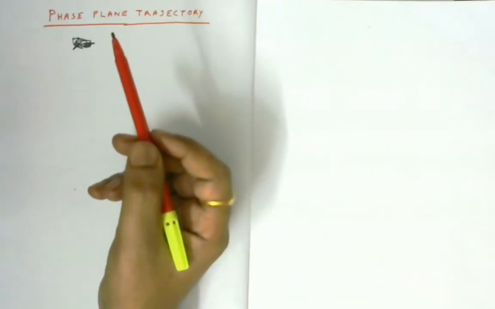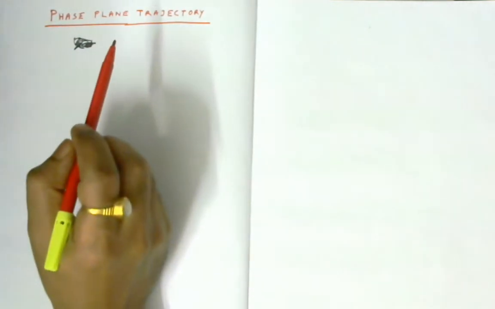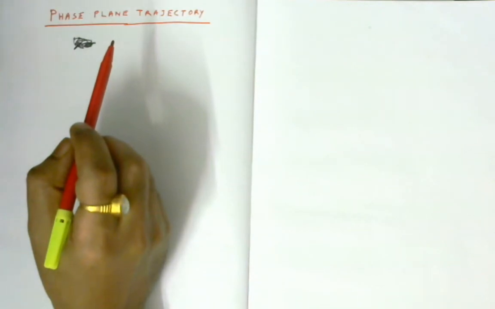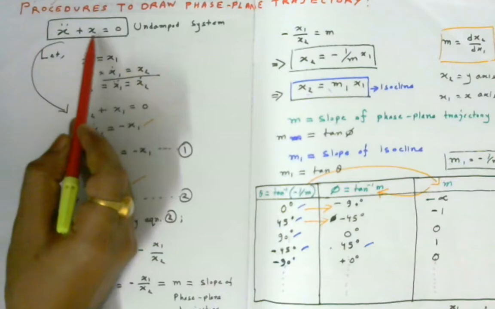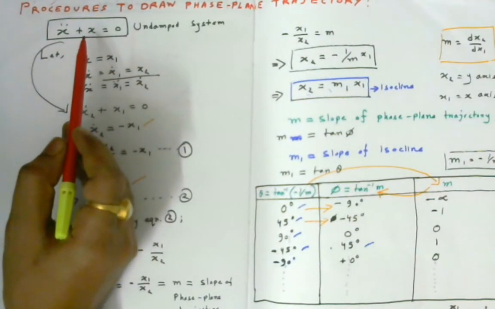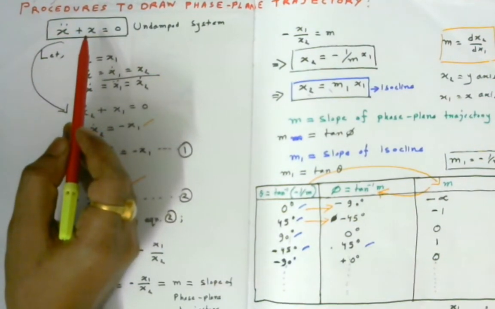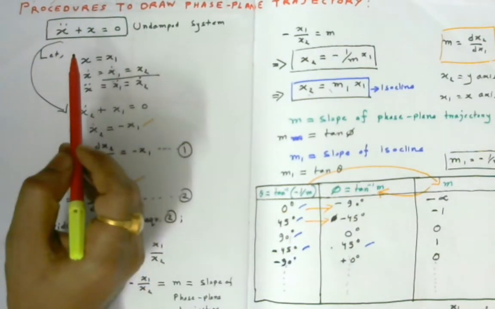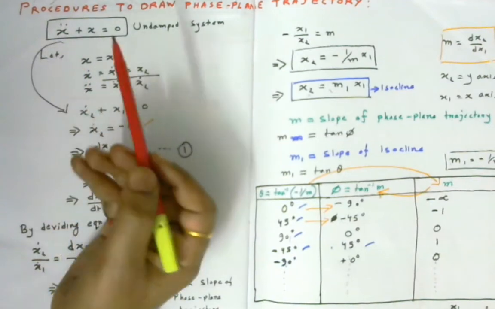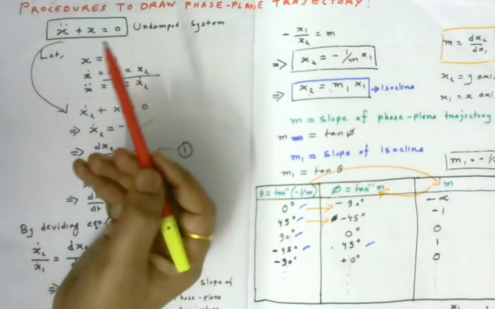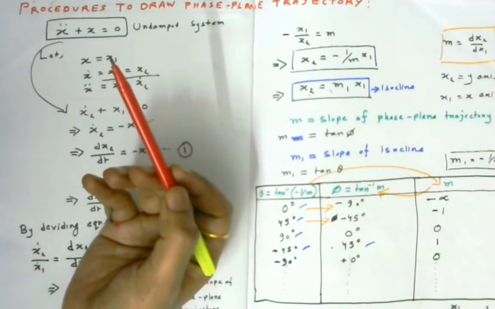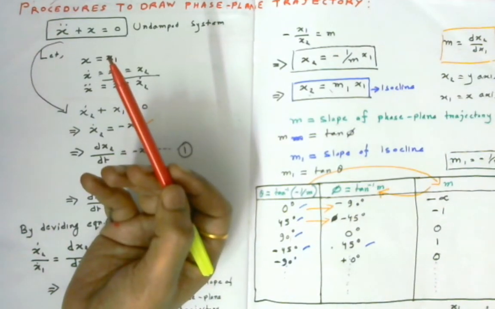If you can remember, I took the example of a differential equation for an undamped system, which was this: x double dot plus x equals 0. I explained how to draw the phase plane trajectory using the method of isocline, and the trajectory is found to be a circle. I had shown using graph paper that for any initial point on any coordinate on the phase plane, the trajectory will end at a circle.